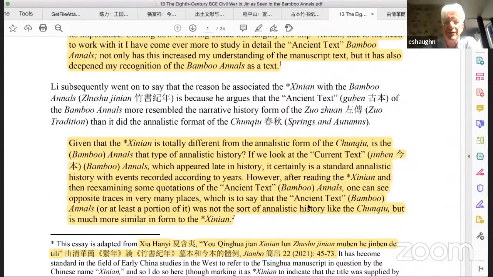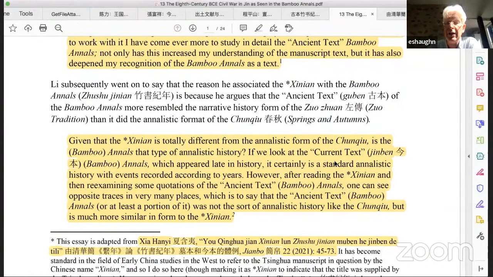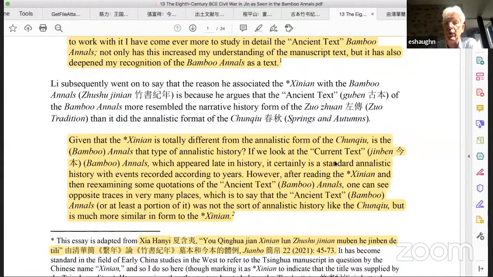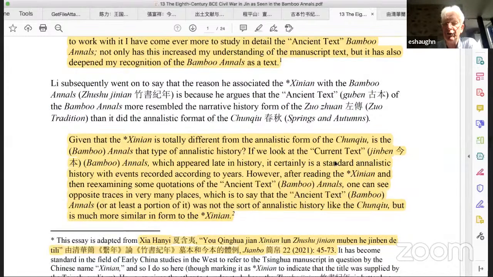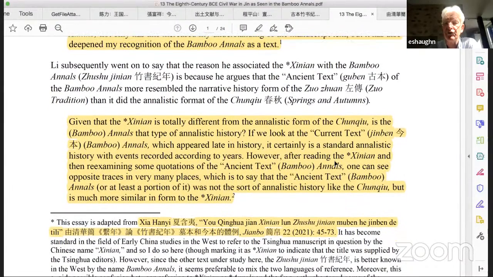And he says that most people think that the Zhushu jinian is an analytic history which gives year by year records of what happened. And so the most common analytic history that we have is the Chunqiu for the state of Lu, which year by year from Yin Gong down to Ai Gong, we know has records. And most people think that the Zhushu jinian, whether the Jinben or the Guban, is organized in the same way. But Professor Li argues that that's not the original nature of the Guban Zhushu jinian, by which he means the tomb text.